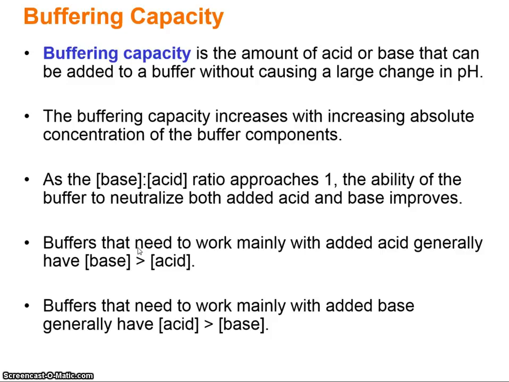Right? So buffering capacity increases with increasing absolute concentration of the buffer components. If I've got a higher ionic strength buffer, I've got more stuff in my buffer, it's going to be able to absorb more strong acid or more base. As the ratio of conjugate acid to conjugate base approaches 1, the ability to neutralize both acids or bases improves. Buffers that need to work mainly with added acid generally have more base than acid, and buffers that generally need to work with added bases generally have more of the acid form than the base form, because the acid form is what's absorbing that added strong base.